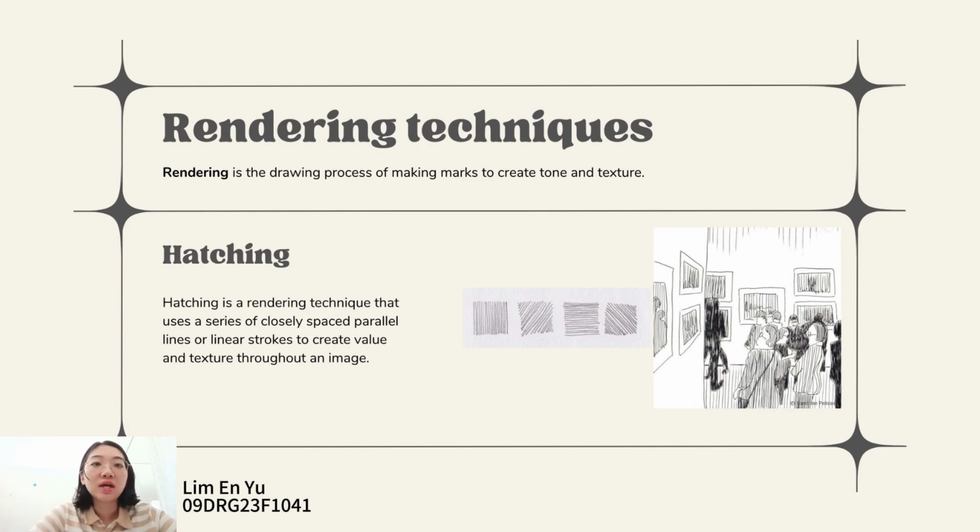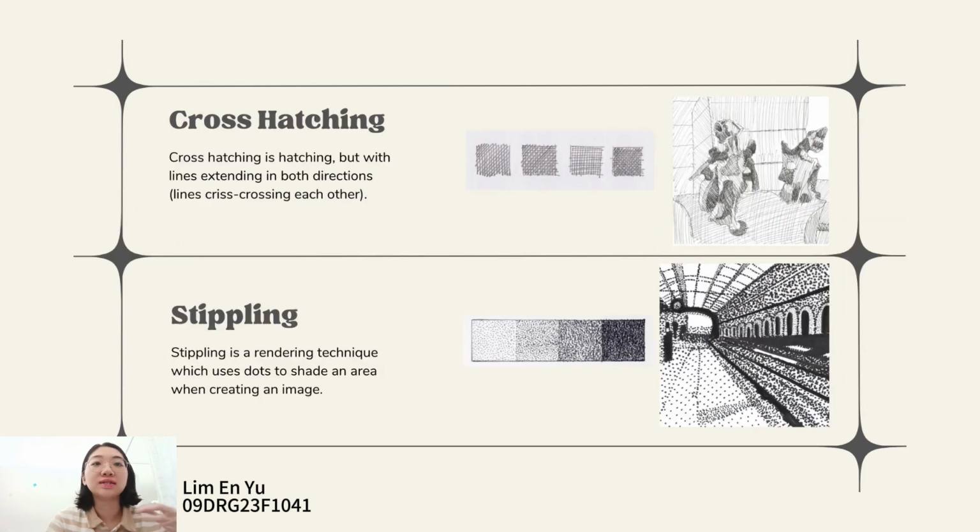First is hatching. Hatching is a rendering technique that uses a series of closely spaced parallel lines or line strokes to create value, texture, tones, and images. Beside this is a drawing made using hatching. And next is cross hatching. Cross hatching is hatching but with lines extending in both directions. And beside this is a drawing made using cross hatching.